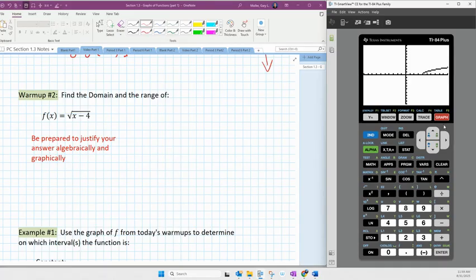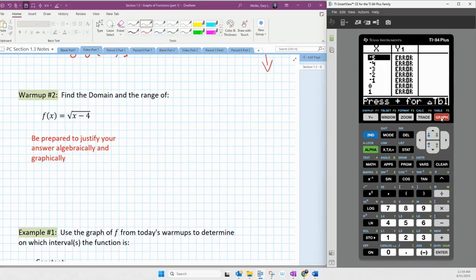All right. If we go to table, I'm going to go second function, and then up here to table, to graph, second function graph.